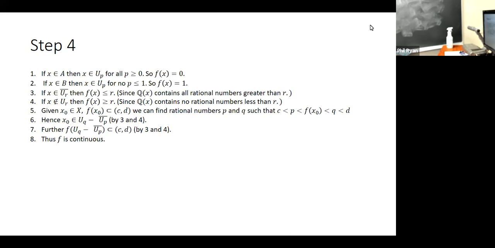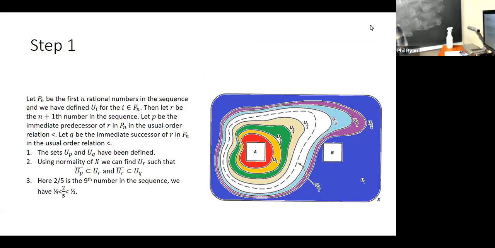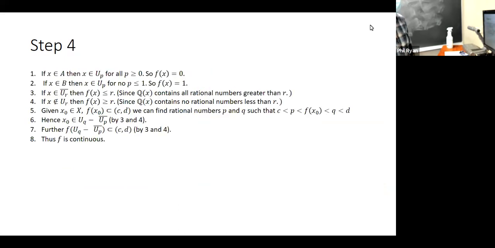And so why does this work? Remember what we want it to do. We want it to be a continuous function which is 0 on A and 1 on B. Well, the last two things are pretty straightforward, right? If x is in A, then x is in U_p for all p greater than or equal to 0. Again, just go ahead and look at our picture here. Everything within the red space here is going to be in all the U_p's for p greater than 0. So f(x) is 0 for x in A.